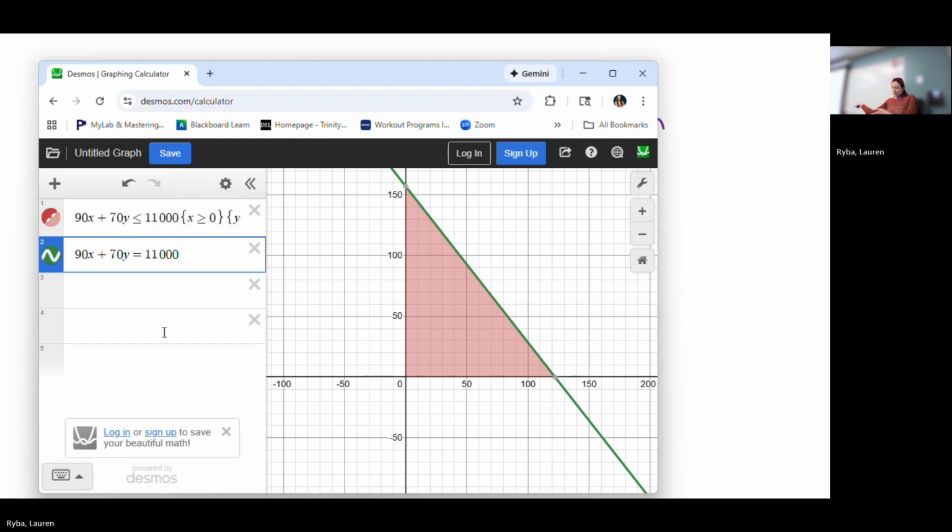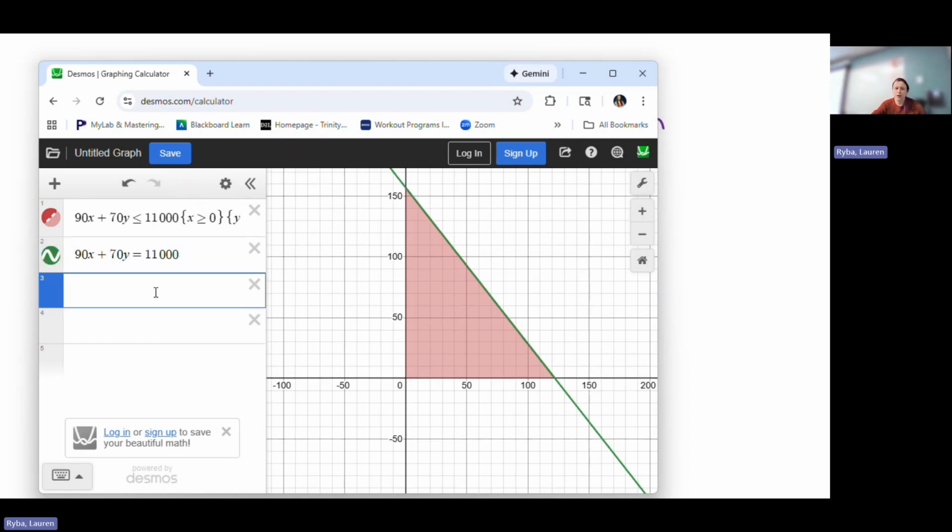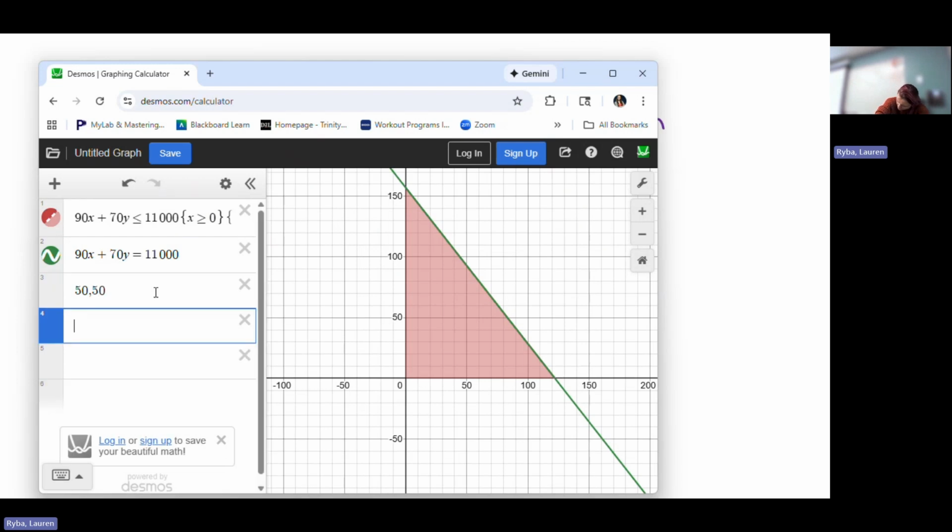So this is the graph solution. It means anything on the exact line is going to equal exactly 11,000. So that point that I found, what did I say? It was like 46, 98. So that would be a potential solution. 46 acres of corn and 98 acres of soybean. Also, anything within the shaded area could be a potential solution. So like the point over here, 50-50.